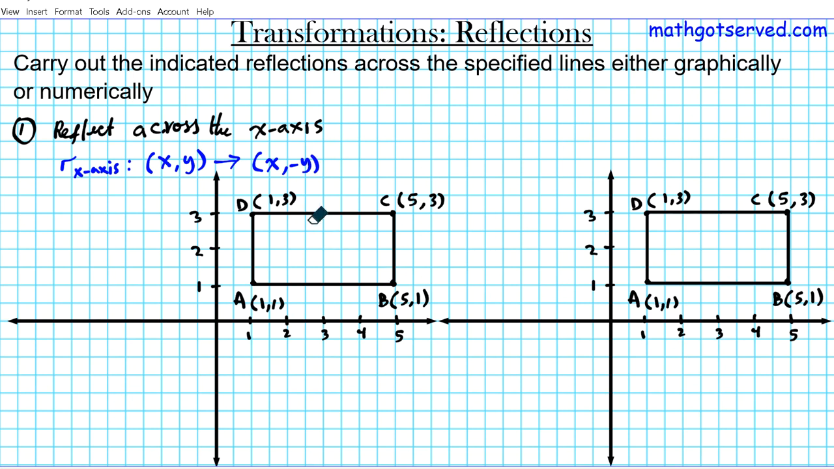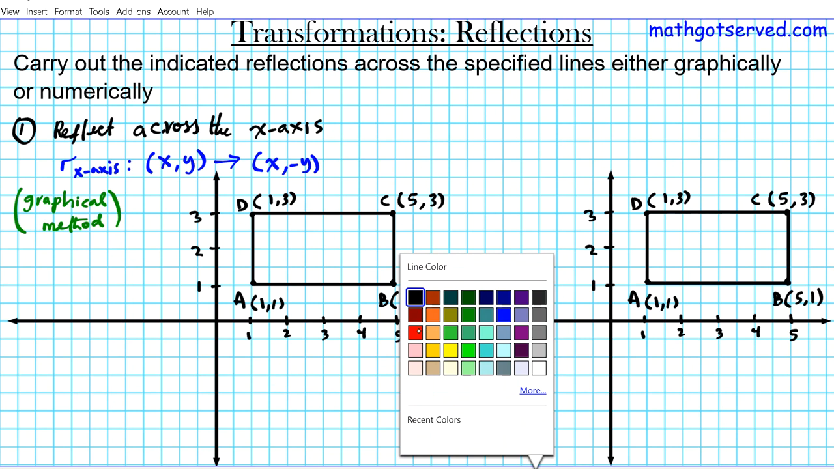If we wanted to do this numerically, we can just employ this formula and that will be easy to do. But when you're reflecting across vertical and horizontal lines, I'll recommend the graphical approach because it's much easier. So we're going to use the graphical method. Since we're reflecting across the x-axis, let's draw in our line of reflection. This is our mirror.